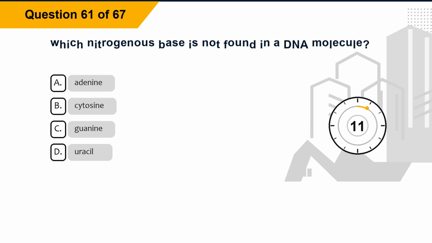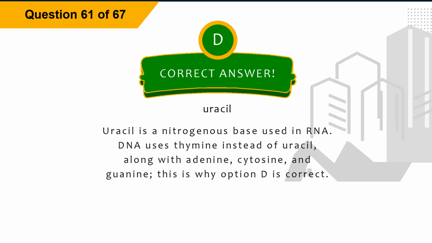Question 61. Which nitrogenous base is not found in a DNA molecule? Option A, adenine. Option B, cytosine. Option C, guanine. Option D, uracil. The correct answer is option D, uracil. Explanation. Uracil is a nitrogenous base used in RNA. DNA uses thymine instead of uracil, along with adenine, cytosine, and guanine. This is why option D is correct.